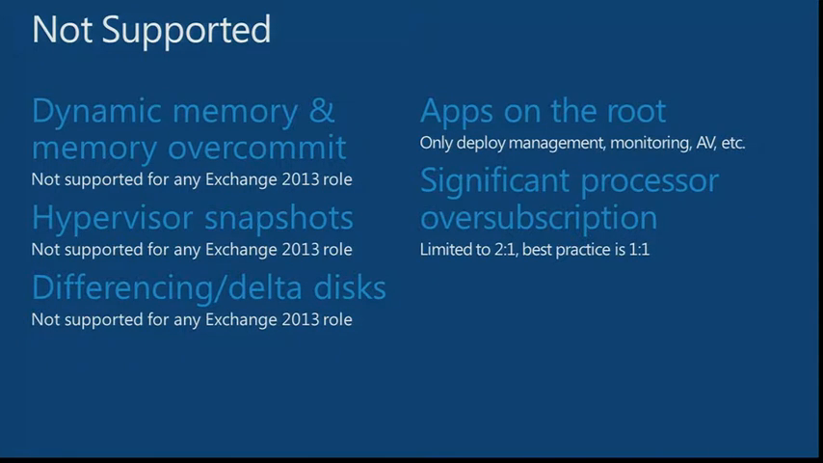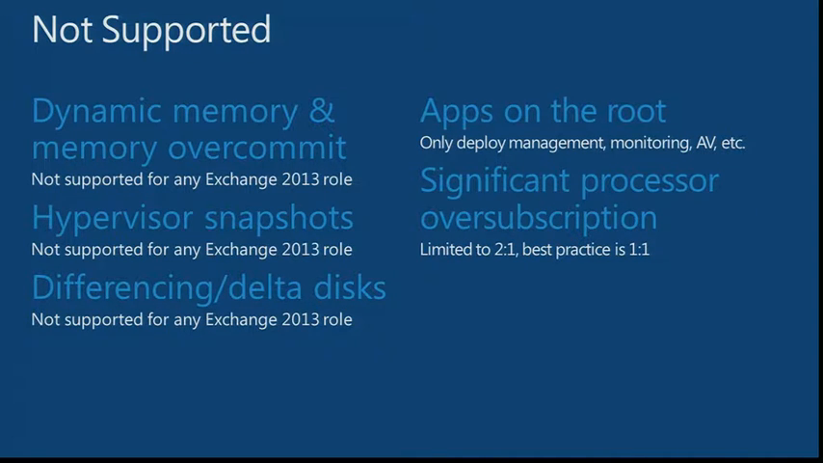And then processor oversubscription. We have a support boundary where we require you to oversubscribe processors no greater than a 2-to-1 ratio, 2 virtual processors for every 1 core that you have in the box. And that includes across all the workloads. That's not just the Exchange guest VMs. That's all the workloads on the system.